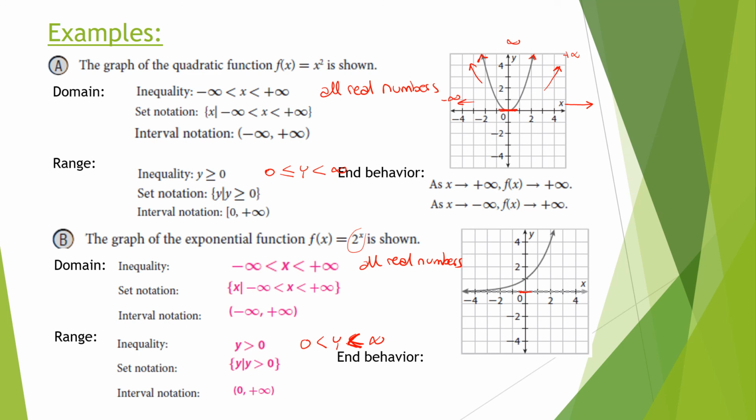The end behavior, when x is going to positive infinity, the curve is going up, so it's going to positive infinity. Okay? And when x is going to negative infinity, the function tends to be 0, going to be 0. Okay? Good luck.